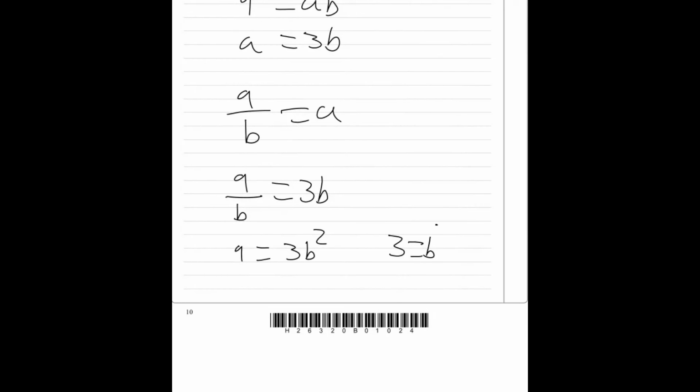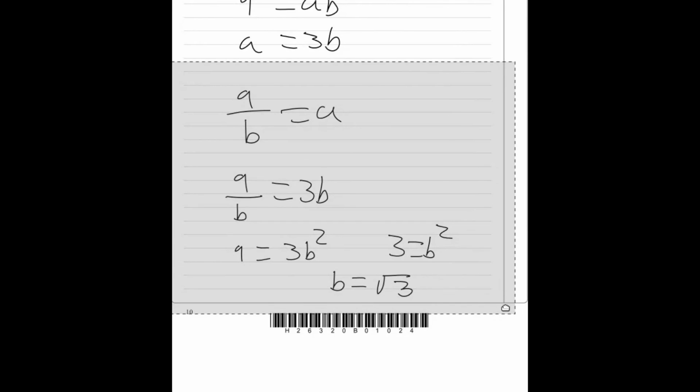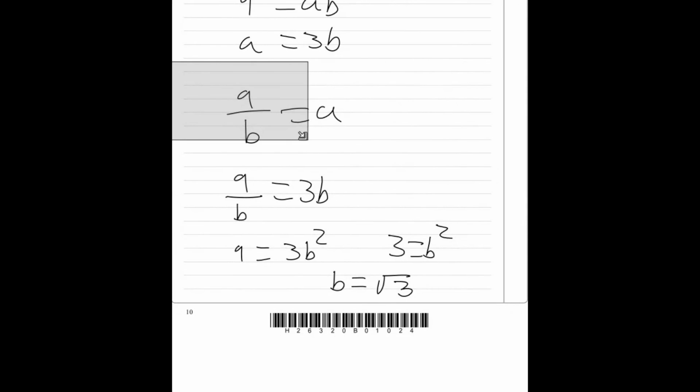Now what we do is divide through by 3 to get 3 equals b squared, and then we square root both sides, so we know that b is equal to root 3. So that's what we do to find b. Now I'll just resize this and move it away. So we have b now.